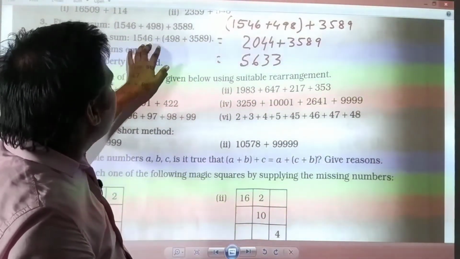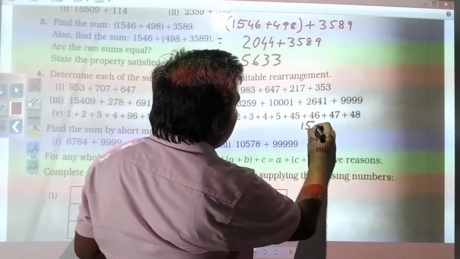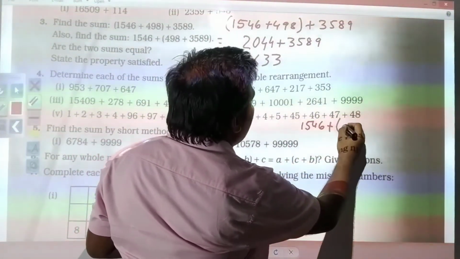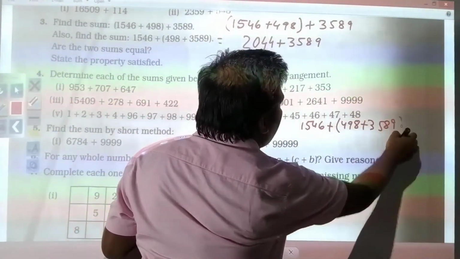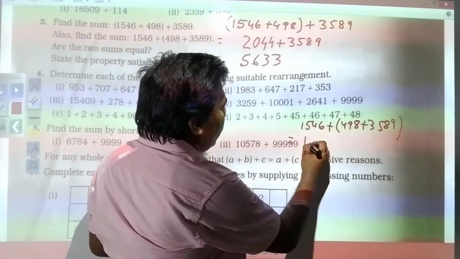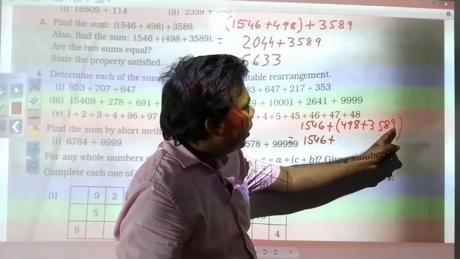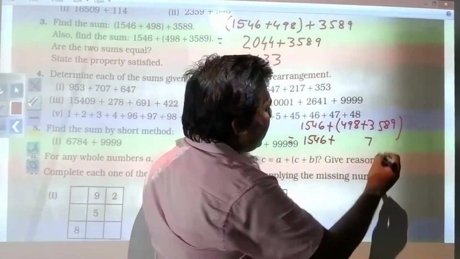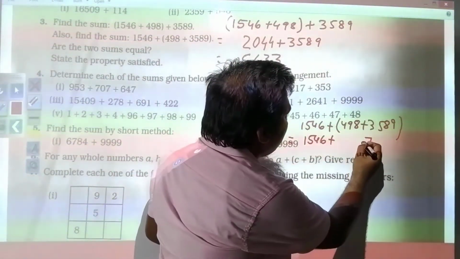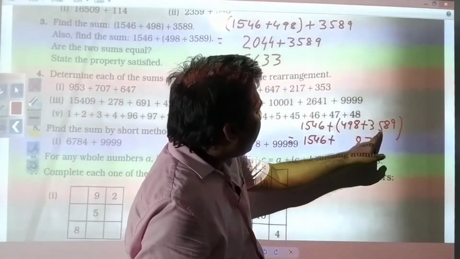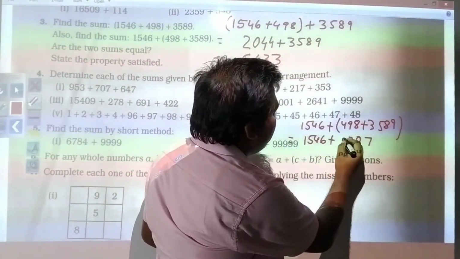Now here you see 1546 plus 498 plus 3589. Here you see 1546 plus, it is needed to be added, 9 and 8 17, 8 and 9 17 and 1 18, 5 and 4 9 and 1 10, and 1 you have, this is 4.